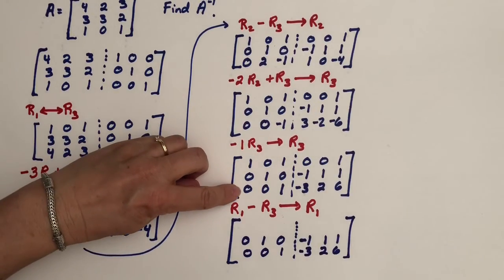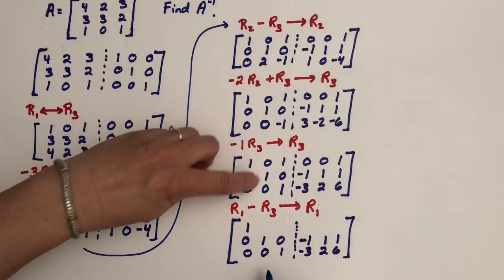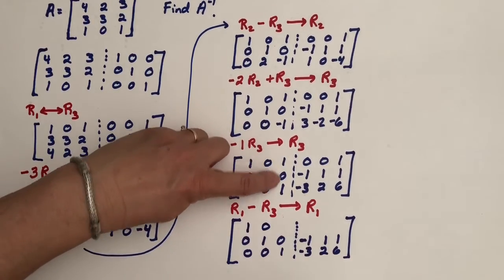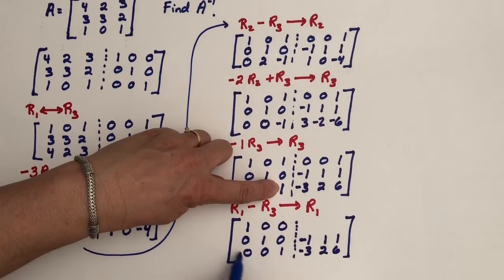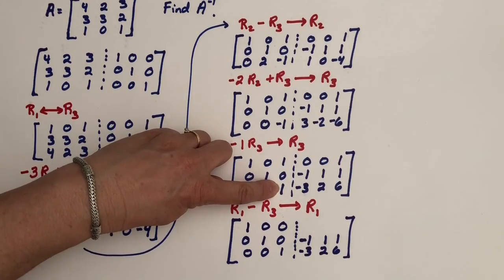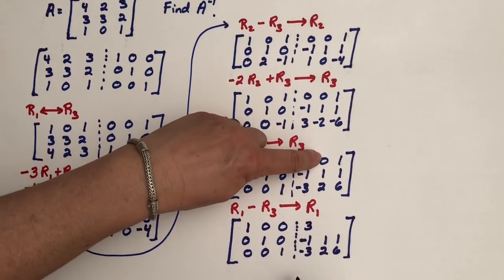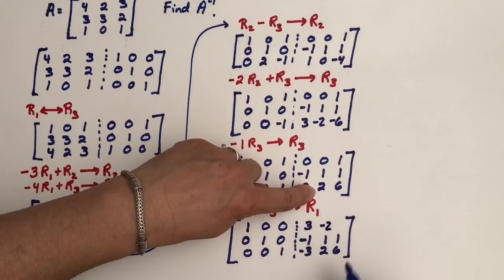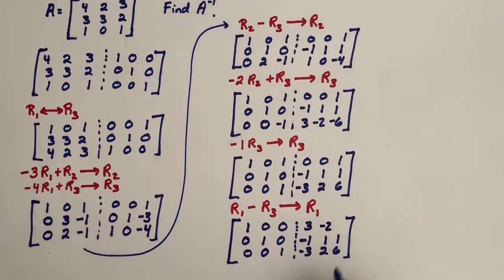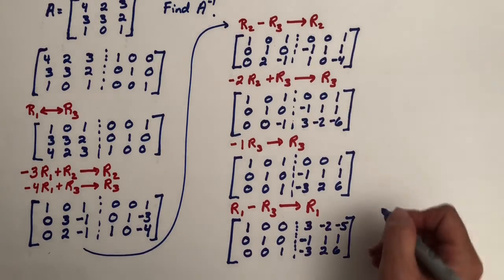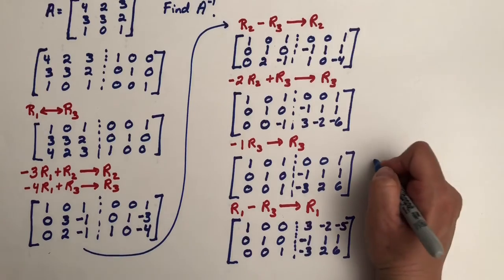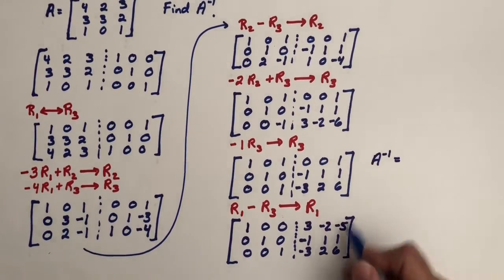So 1 minus 0. 0 minus 0. 1 minus 1. And now notice we have the identity matrix on the left. That's what we needed. 0 minus negative 3. 0 minus 2. 1 minus 6. And we now have A inverse. A inverse is looking at us right here. So A inverse is this matrix.